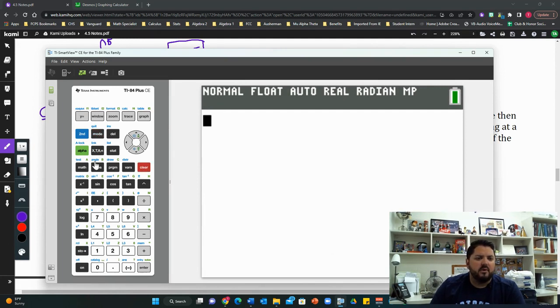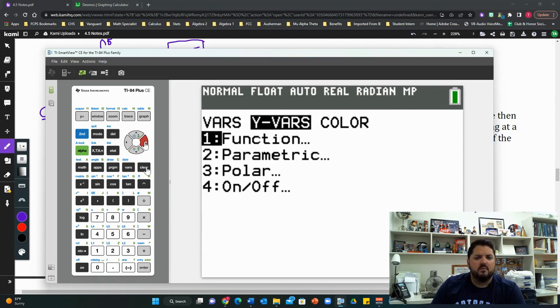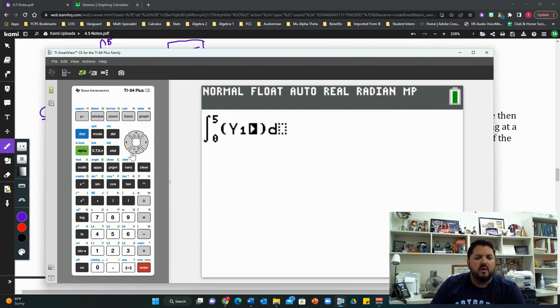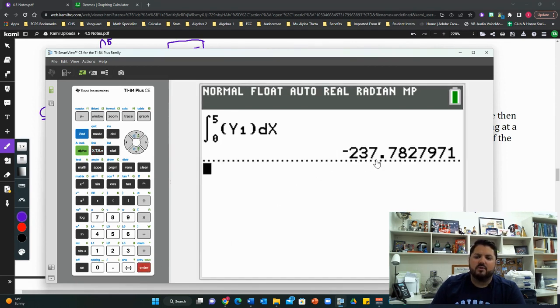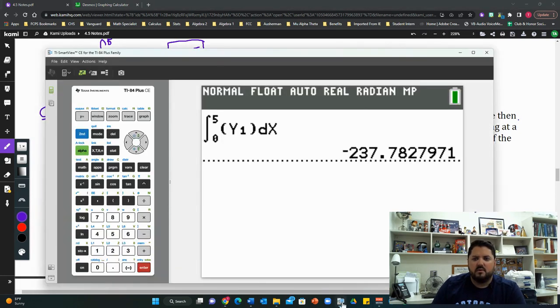But now we set up our integral, so we're going to go math 9, going from 0 up to 5. Our function is stored in y1. Whoops, wrong arrow. And then with respect to x always. So we get negative 237.783. Negative 237.783. Just double check I wrote that down right.